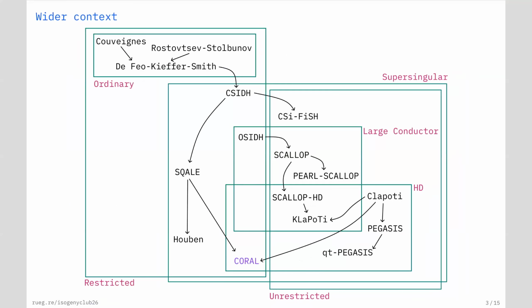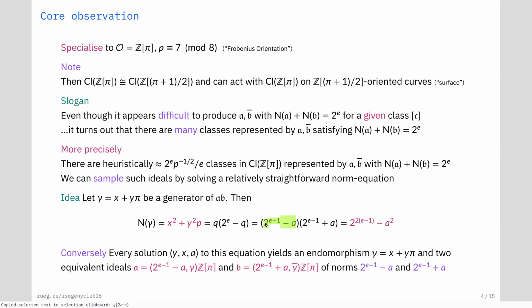But also, if the norm of A plus the norm of B is 2^E, then the norm of A is going to be some q, and the norm of B is going to be 2^E minus that q. At the same time, we can rewrite this equation. We can say q is equal to 2^(E-1) minus some a. Then 2^E minus q becomes 2^(E-1) plus the same a. So we get this slightly nicer expression on the right-hand side. What's in magenta here is the norm equation associated to finding these gammas.